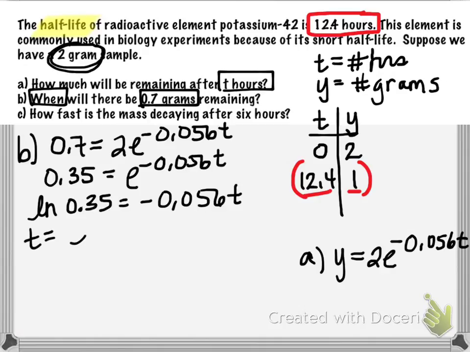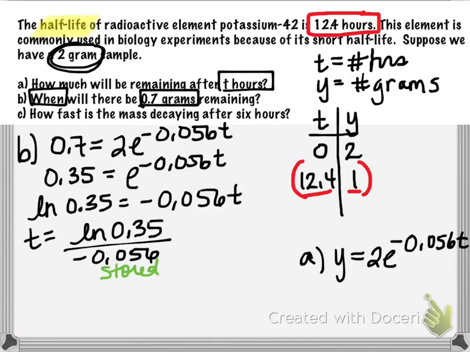However, when you go to do this division step, although I'm writing that we're dividing by negative 0.056, we're not actually going to divide by that. We're going to use our stored value here. So if you stored your relative decay rate as k, then you'll divide by k, or divide by x if you stored it as x.